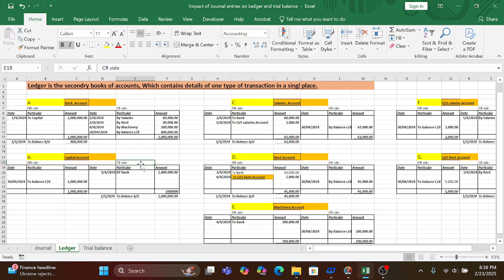Then like this we have to close our capital account also. Our balance here is 10 lakh rupees, but on the debit side we don't have any balance, so we have to close here "to balance c/d".